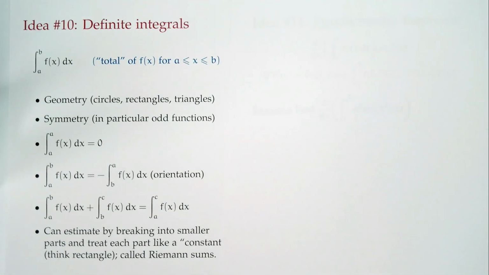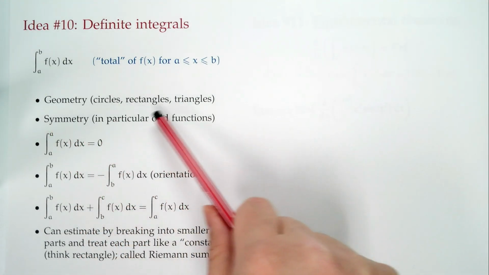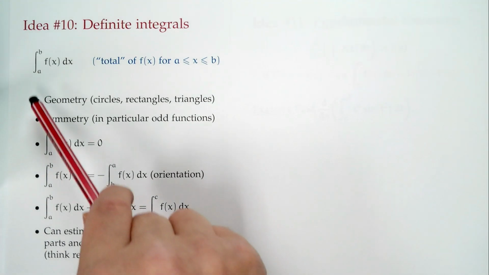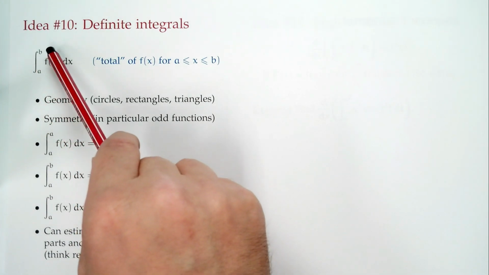And what a definite integral is looking for is it's saying, what's the total? Now, a lot of people think, oh, definite integrals mean area. That is one way to interpret a definite integral, and you should keep that in mind of using the geometry, like for circles and rectangles and triangles. But that's not the only thing that a definite integral is for. A definite integral is about finding totals of things. In particular, the total under the function f of x from a to b.